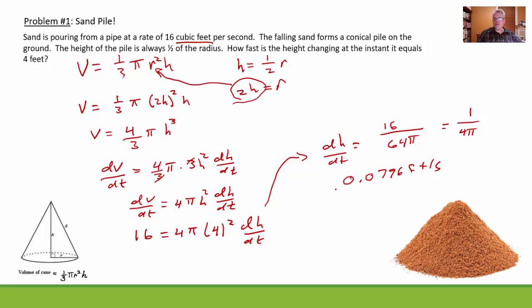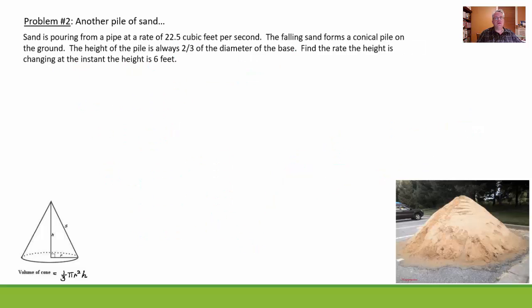Okay, wow. That was a lot of great math. Let's do it again. So here's another kind of sand pile problem. There's another big pile of sand in a parking lot. It says sand is pouring from a pipe at a rate of 22.5 cubic feet per second. The falling sand forms a conical pile on the ground. Sounds familiar. The height of the pile is always 2/3 the diameter of the base.